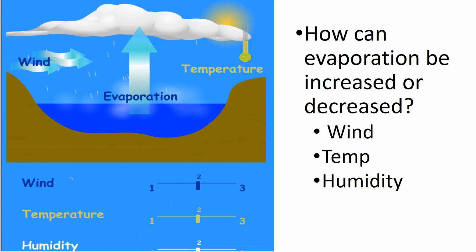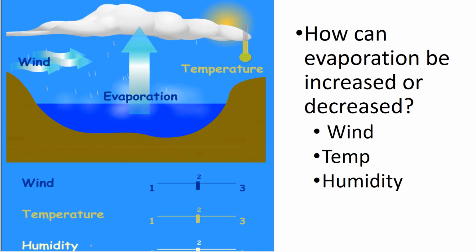Now, wind. If I raise wind, in other words, I make it windier, evaporation is going to happen faster. This is why you flap your hands when you put nail polish on. Temperature. If I raise the temperature, then I'm going to be increasing evaporation. Why? Because the air particles move more quickly, they bump against the water particles, and evaporation happens more quickly.